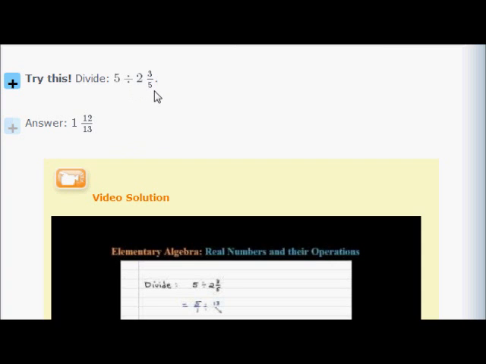So we have 1 and 12 thirteenths, right? Because we have 25 slices, 13 over here and 12 over here. Okay, so what about when we're adding and subtracting fractions?